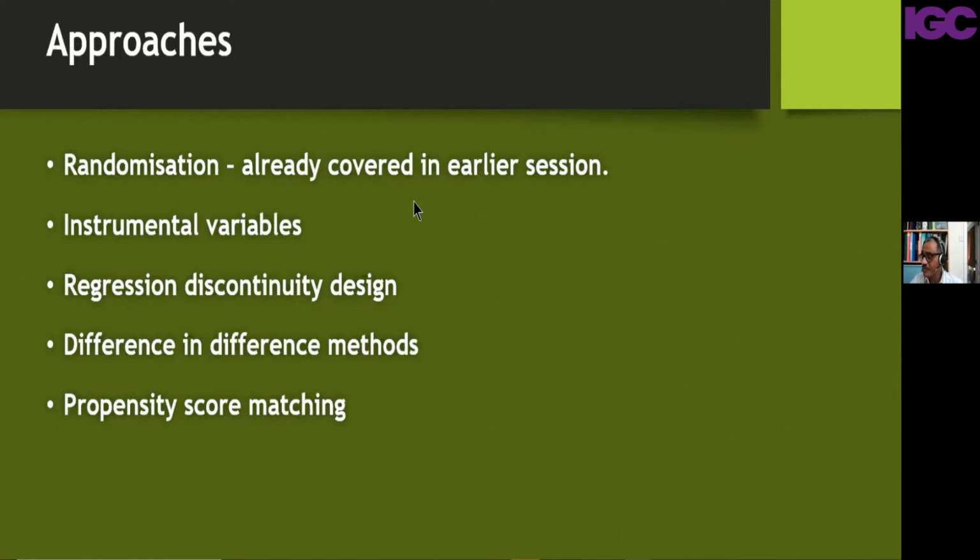Then you have instrumental variables. Then you have a method which is called the regression discontinuity design. Then you have difference in difference methods. And then you have propensity score matching. And these are the methods that we will be looking at in the course of this session.